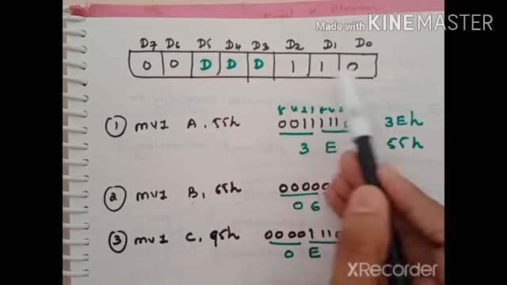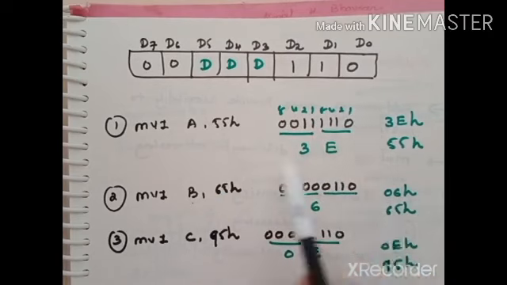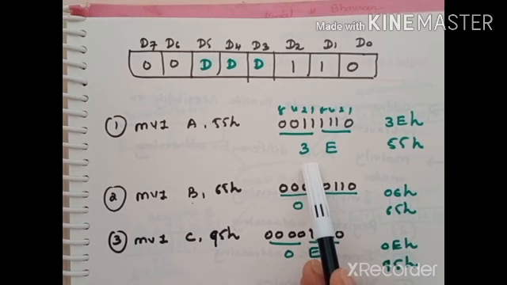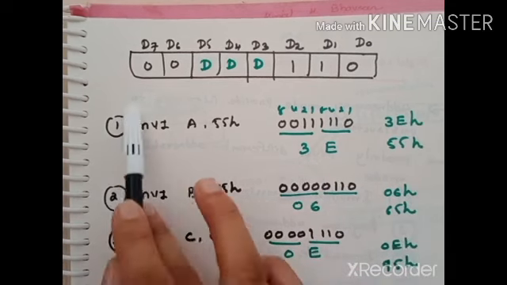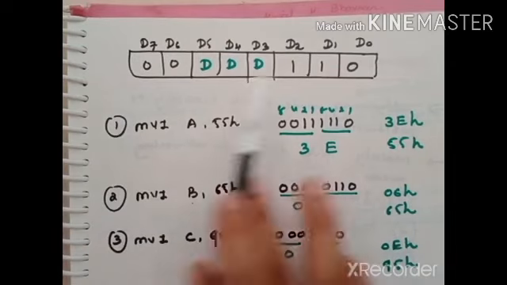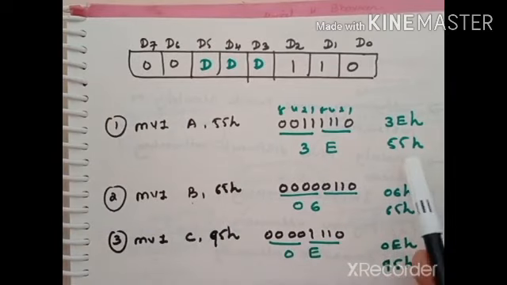So first 00 is fixed, then as the destination register the accumulator is used, and the equivalent code of the accumulator is 111. Then 110, that means according to 8421 the equivalent code is 3E. This 3E is the equivalent hex code of MVI A. But this is a 2-byte instruction, that means the next location is 55H.